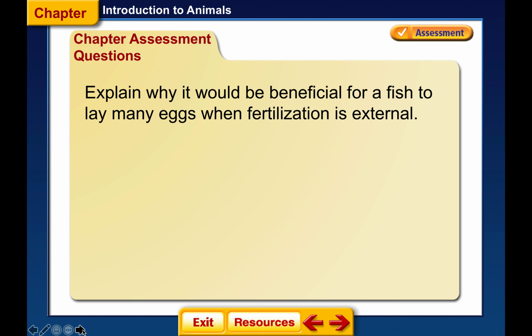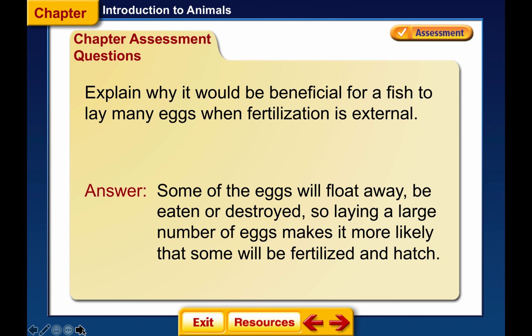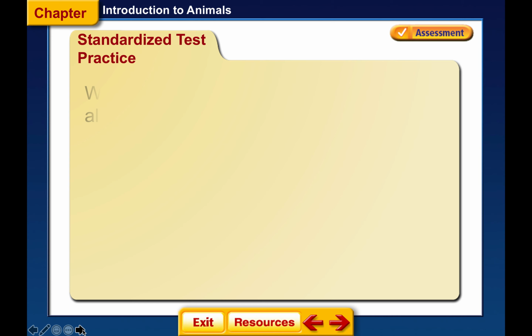I think we all know the answer to this one. Some of the eggs are going to float away. Some of them are going to be eaten or destroyed. It's like asking why there is more sperm than eggs. So this is to ensure fertilization. A lot of those eggs are going to be damaged or eaten by another fish. Just think of Nemo. Remember, she laid a whole bunch of eggs, and then that barracuda came along and ate up all but Nemo. So a lot of things happen when there is external fertilization.